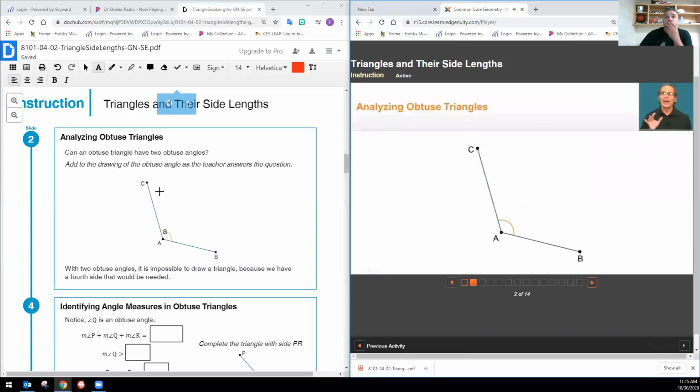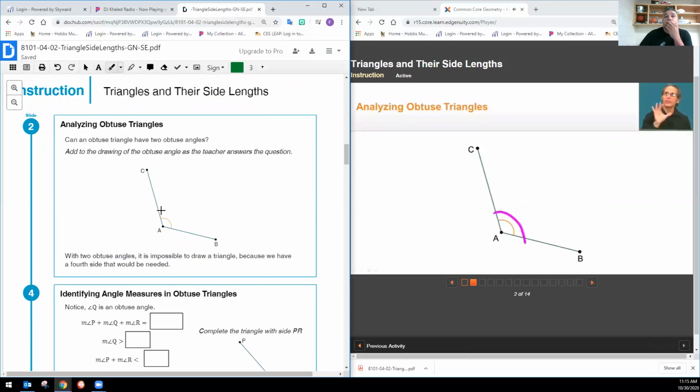In this diagram, angle BAC is an obtuse angle. The definition of an obtuse triangle is any triangle with an obtuse angle at a vertex. The question is, can an obtuse triangle have two obtuse angles? No. Let's try it. Let's go to point B, and let's draw a line segment from B to D. This angle right here is obtuse. Now notice, we have 1, 2, 3 sides. And with two obtuse angles, it is impossible to draw a triangle because we would need a fourth side.